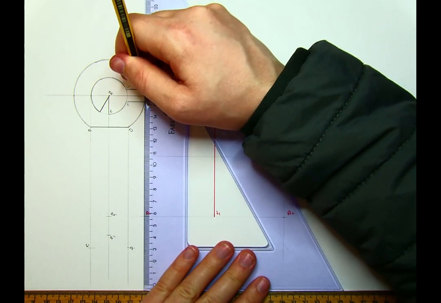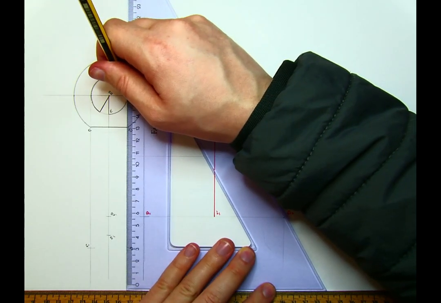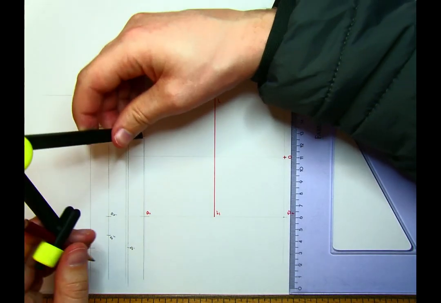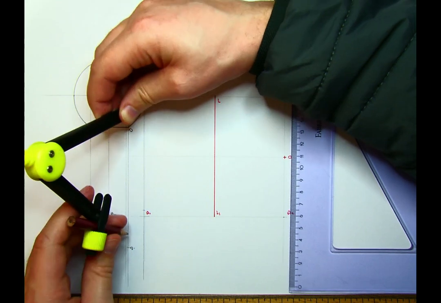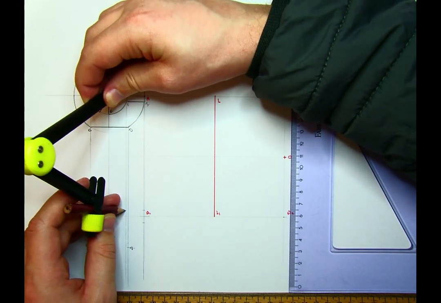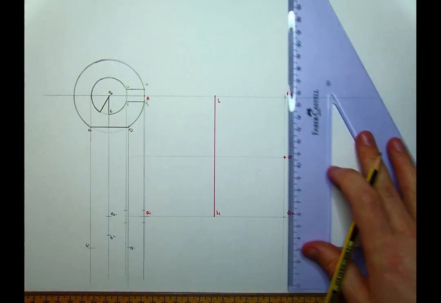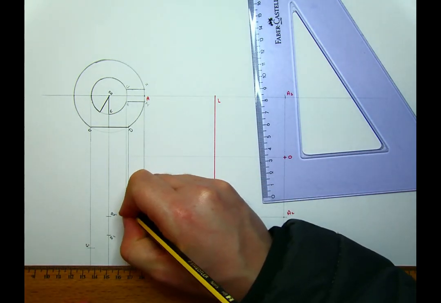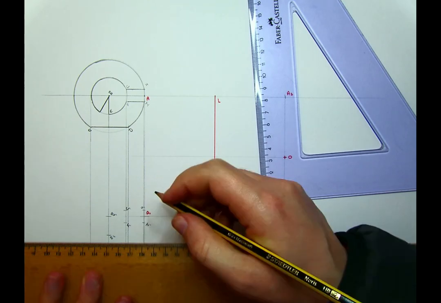Finally, G, H and I and F, all of those need to be done as well. Same distance, same direction. So from H, I, G and F. That gives us lots of points here. So this is F1, G1, H1 and I1.